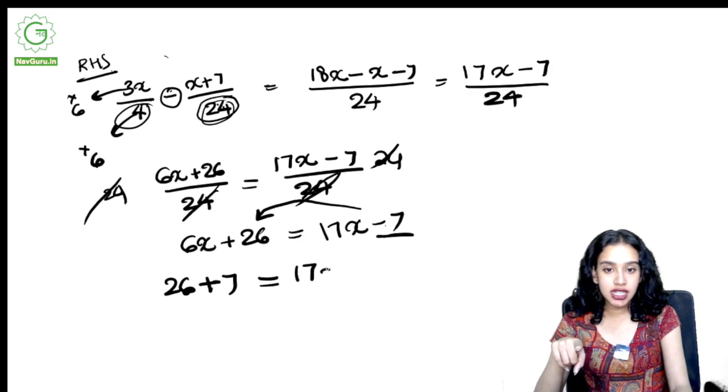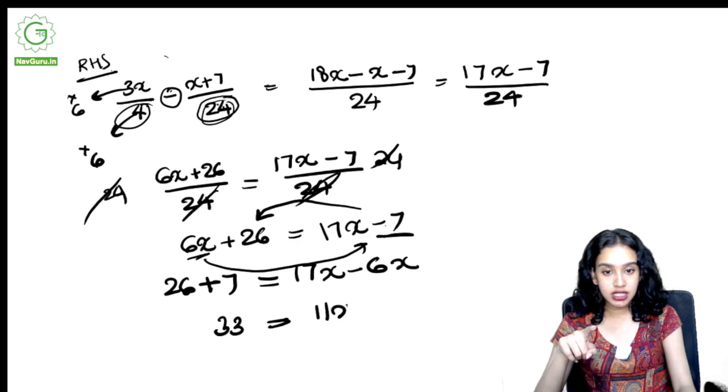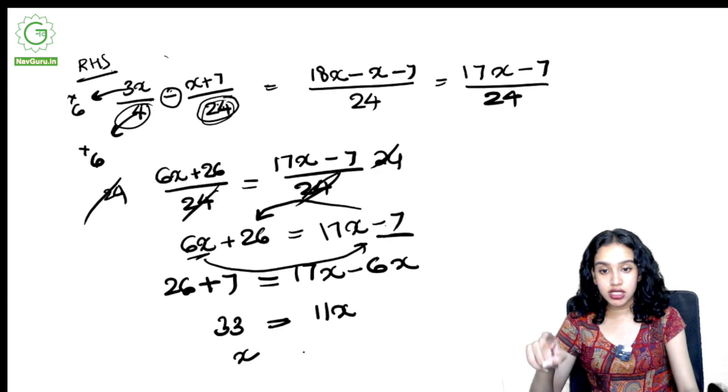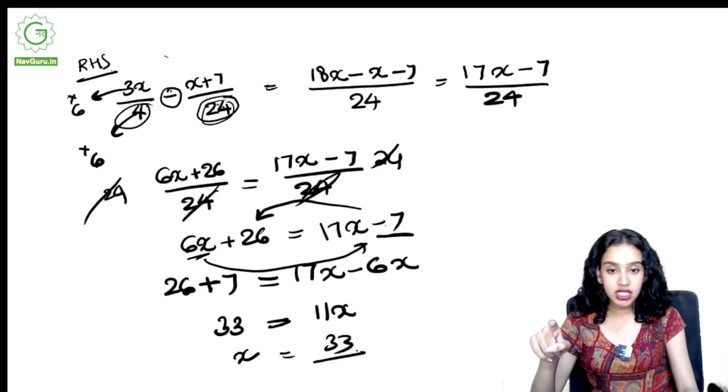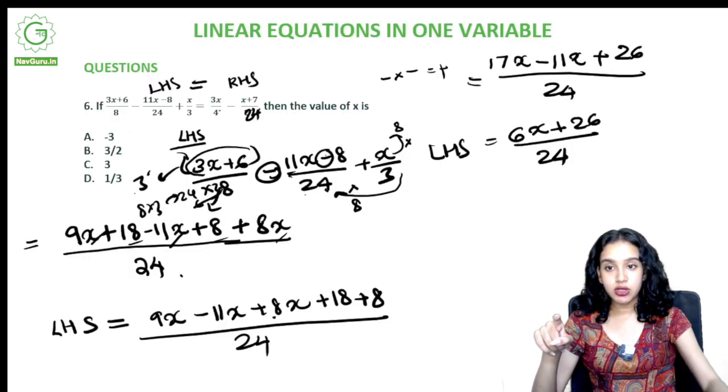And we had 17x here. I'll take the 6x to this side. So what happens? Plus 6x becomes minus 6x. So what is 26 plus 7? We have 33. And what is 17x minus 6x? We have 11x. So what is x? We'll take this multiplied by 11 to this side, so we'll get 33 divided by 11. And what is 33 divided by 11? It's 3. So the answer for this question is 3.